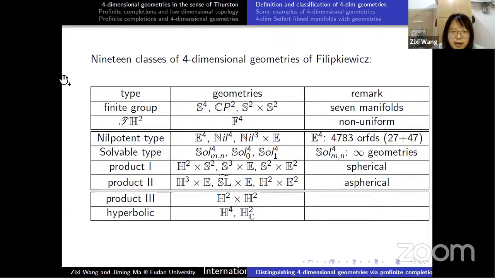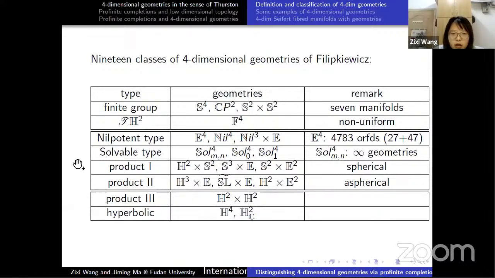And the second type is the tangent space of two-dimensional hyperbolic space. And this geometry has lattices which are non-uniform, which means that it could not be realized as any closed manifold. So these two types are excluded from our question. And the third type is geometries with nilpotent fundamental group. And there are about 4,000 orbifolds in the Euclidean geometry, and there are only 74 manifolds. The next type is solvable manifolds, and it is the Sol_{m,n} geometry, which includes infinitely many non-equivalent geometries.